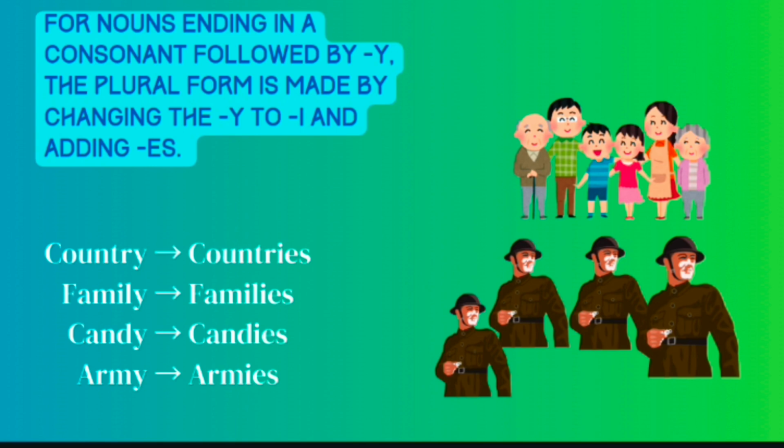Let us again go to the next example. The second example is family. The second last letter of the word is a consonant followed by Y. So we remove Y and add I followed by ES. It becomes families. So from family it becomes families. Let us go to the last example, that is army. Again, the second last letter is a consonant followed by the letter Y. So we remove the letter Y, add I, and then followed by ES. So army becomes armies.